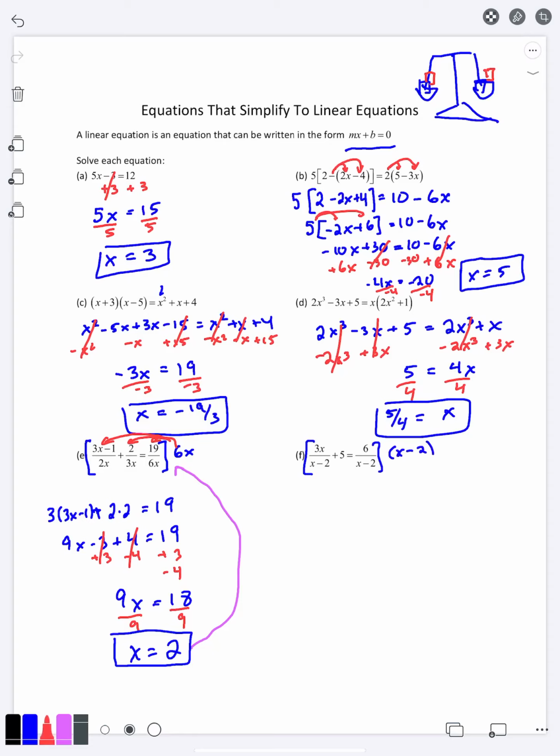And I'll do it a little bit quicker this time. On the right side, the x minus 2's cancel. We're left with 6. Then we have the 5 times the x minus 2. And then the x minus 2's cancel, giving you 3x. I'll distribute the 5 in here. 3x plus 5x is 8x. I'll move the 10 over there. And then I will divide by 8. And I get x equal to 2.